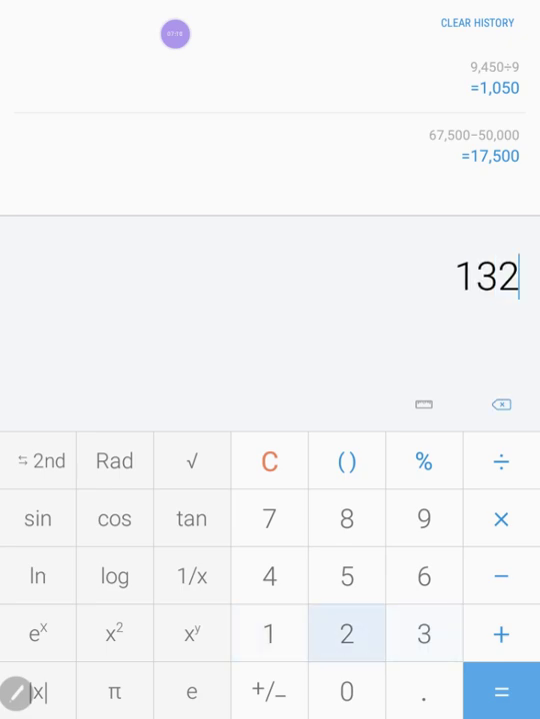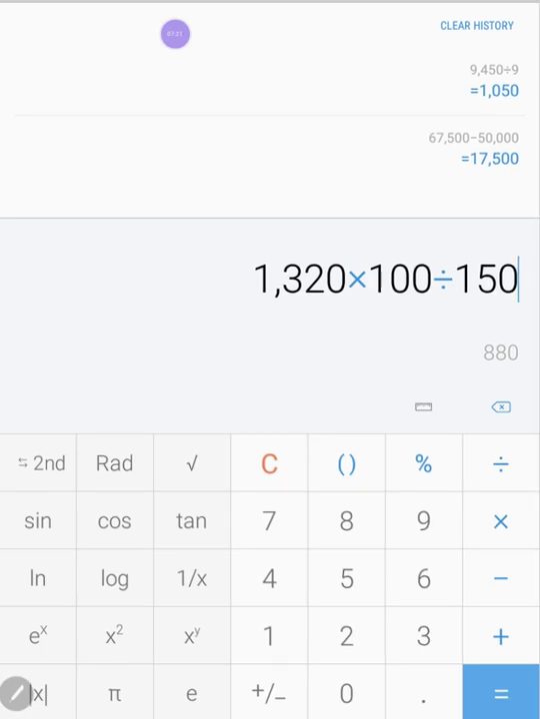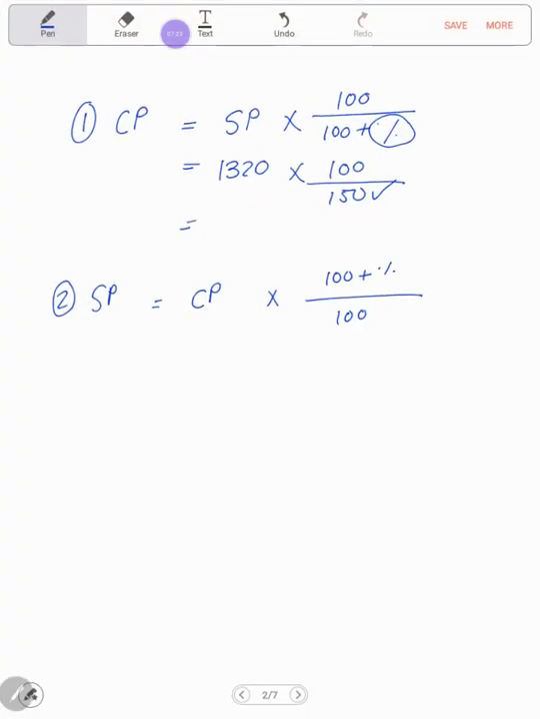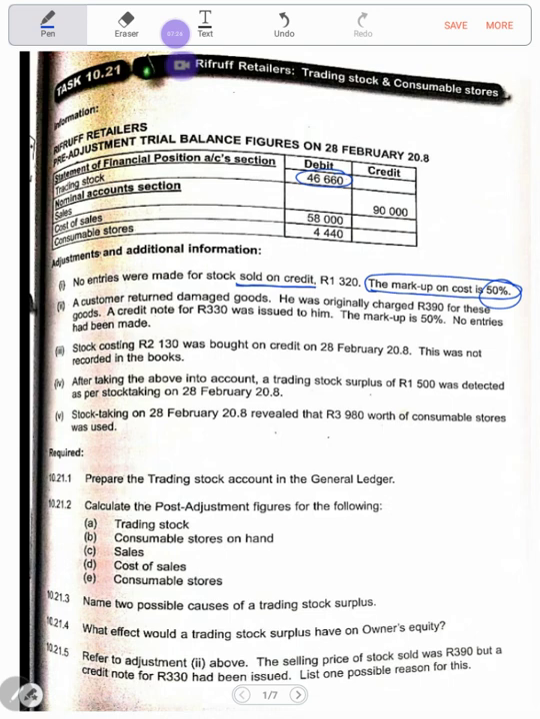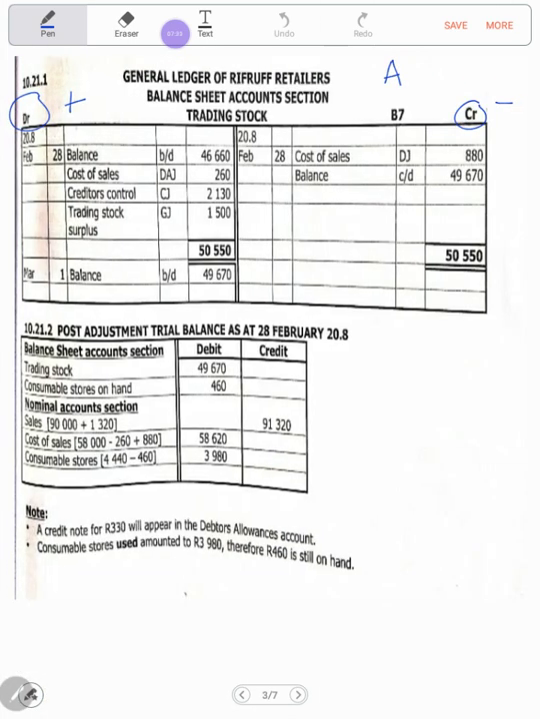1,320 times 100 divided by 150. Our cost of sales for that sale that happened is 880. And remember, stock was sold, so assets are decreasing, stock has left the business. Your details will be cost of sales.